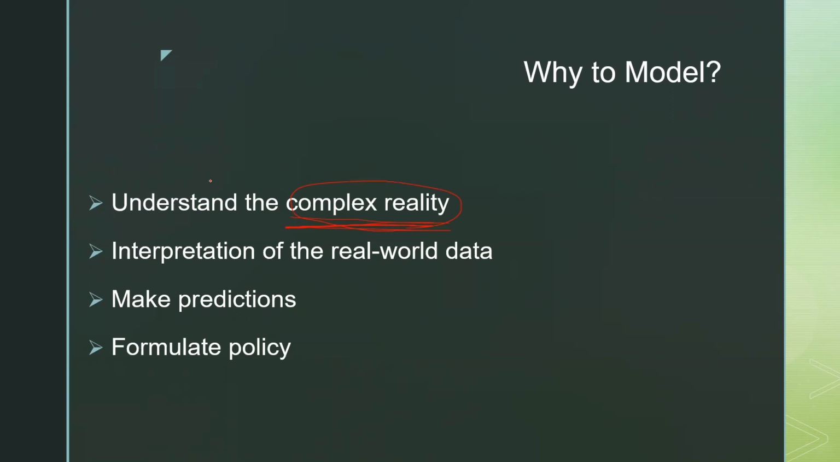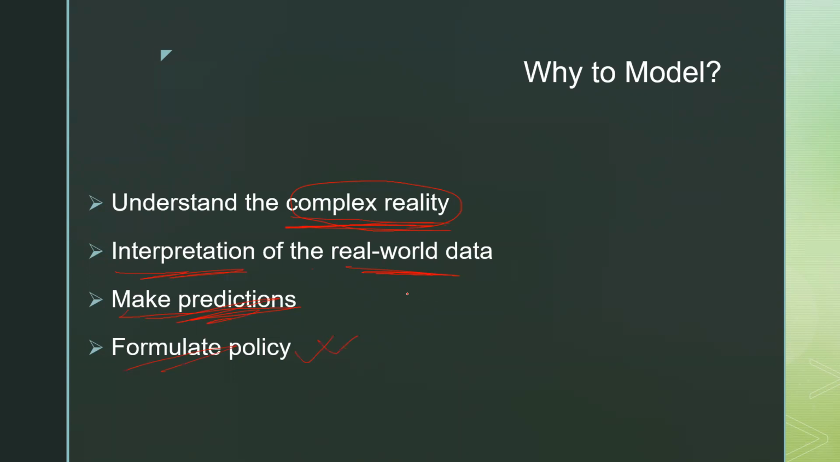Once we build a model to understand the complex reality, then we have to interpret different real world data. The model we have built, how is it actually fitting the real world data? Once we have that, then we will be able to make predictions, right? For example, if we see a phenomenon and we model it, and we find that the data provided is very useful and fits the model, then we can predict it. Why are we predicting it? Because once we predict it, we'll be able to make policies, right?